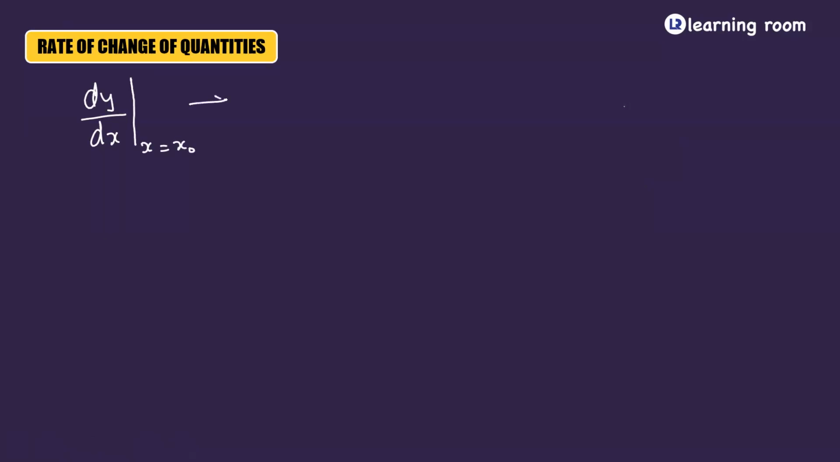The meaning of this is dy by dx at x is equal to x naught, where x naught is some number. So what you do is first differentiate, then take that number and substitute it in the place of x. Or this can also be called f dash of x naught, where f dash is the first derivative.